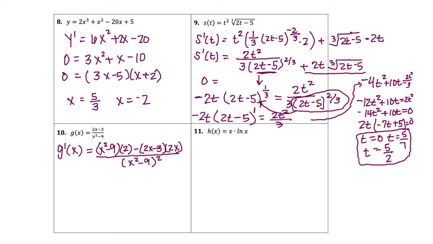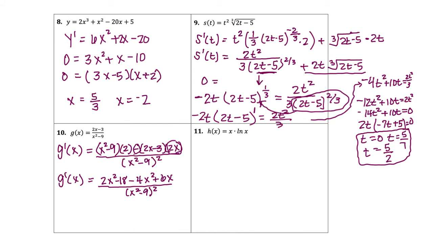All right, so now multiplying all of this out, you have g prime at x equals 2x squared minus 18. And I'm going to multiply through with a negative and a 2x. So that's going to be minus 4x squared. And then that's going to be minus, so positive 6x. That's all over x squared minus 9 all squared.